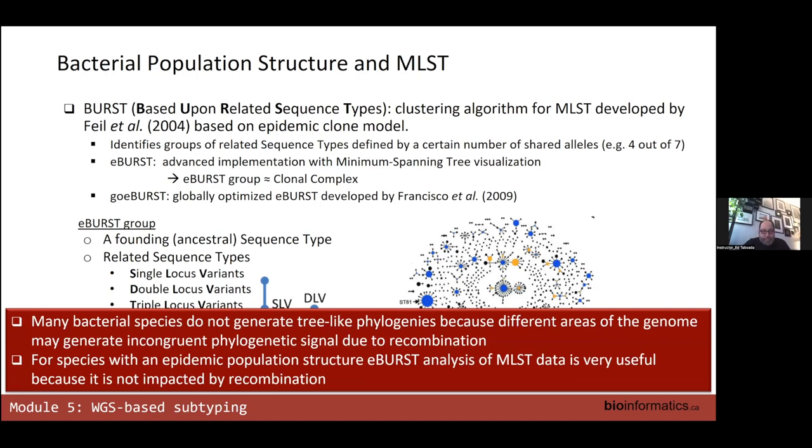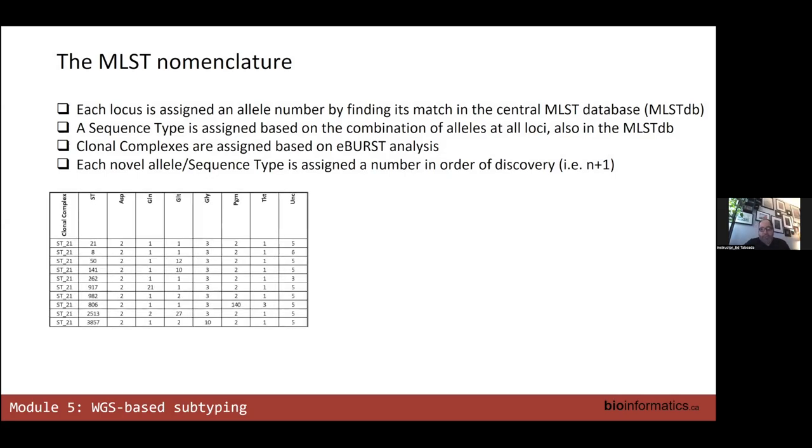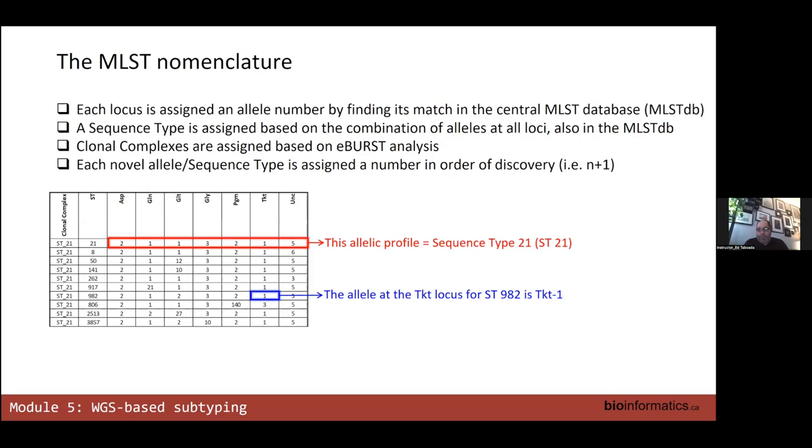Okay. So eBurst, MLST, served its purpose at the time. I'll take you through the nomenclature of MLST because it is kind of part of its charm, where the alleles of different genes have a number, and it's kind of like first come, first served. The first allele that was discovered for a particular gene is given allele number one. The second one that comes into the database is called number two, and so on and so forth. This total allelic profile for ST21, 2-1-1-3-2-1-5, that's the allelic profile for ST21. And I need not repeat the alleles, everyone knows that ST21 means that.